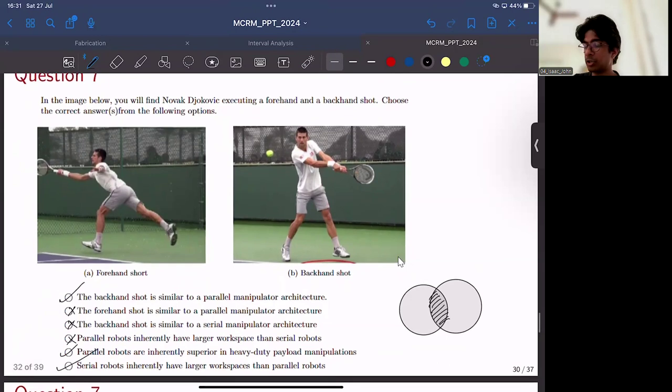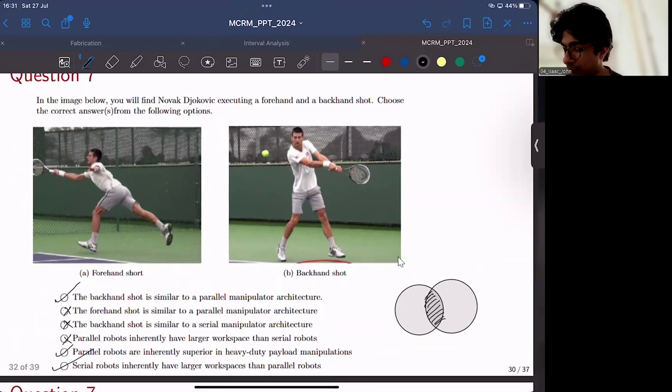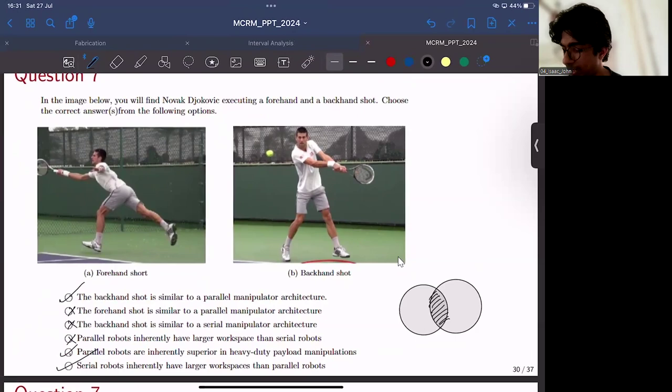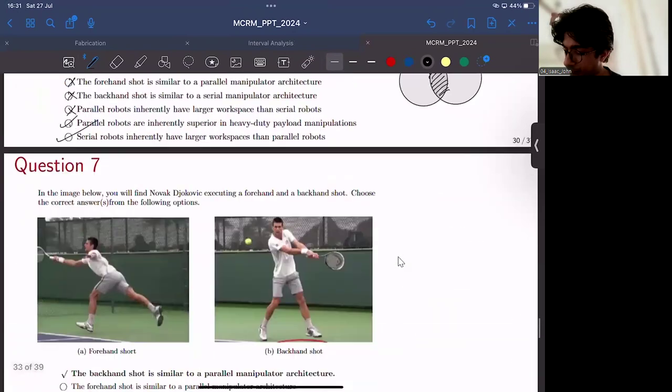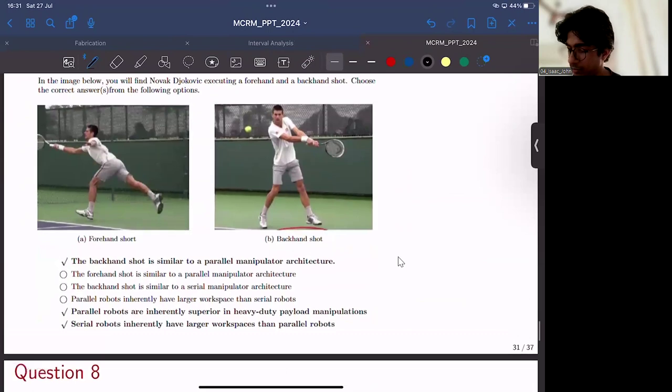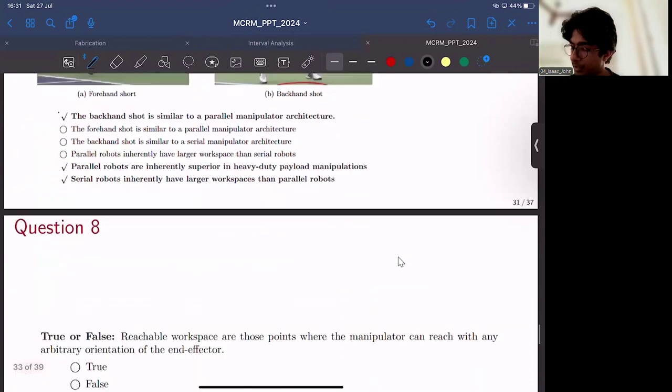So it's a multiple correct answer option. Options 1, 5, and 6 are correct. Yes, first option is correct, and the final two options are also correct.